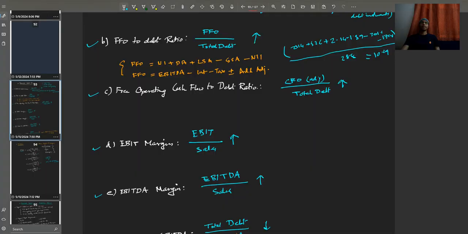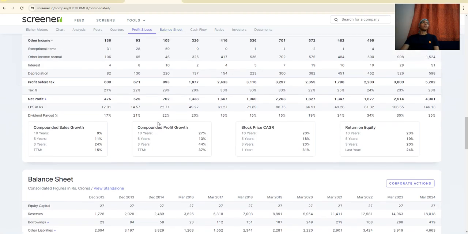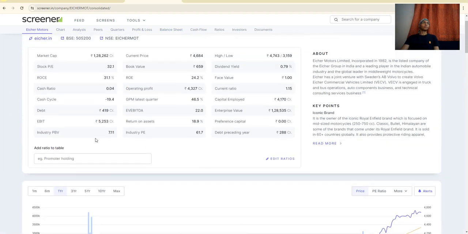We write it 3724 divided by 419. This comes to 8.89 approximately. EBIT margin, EBIT by sales. EBIT was 5052 or something. Let me see. EBIT 5253.